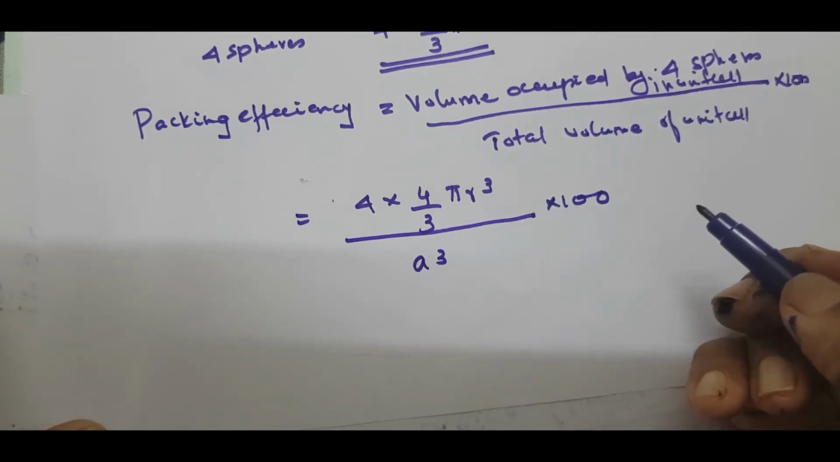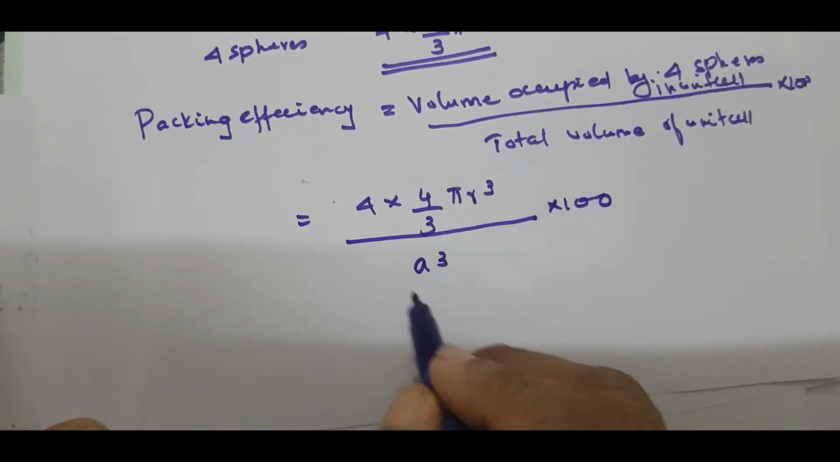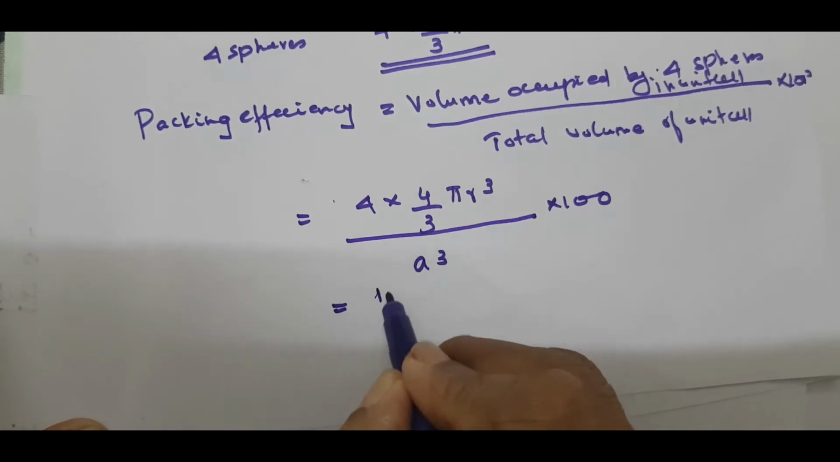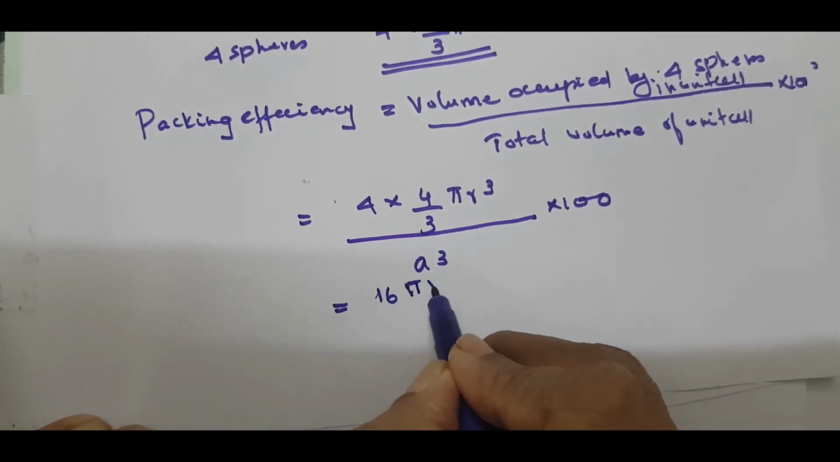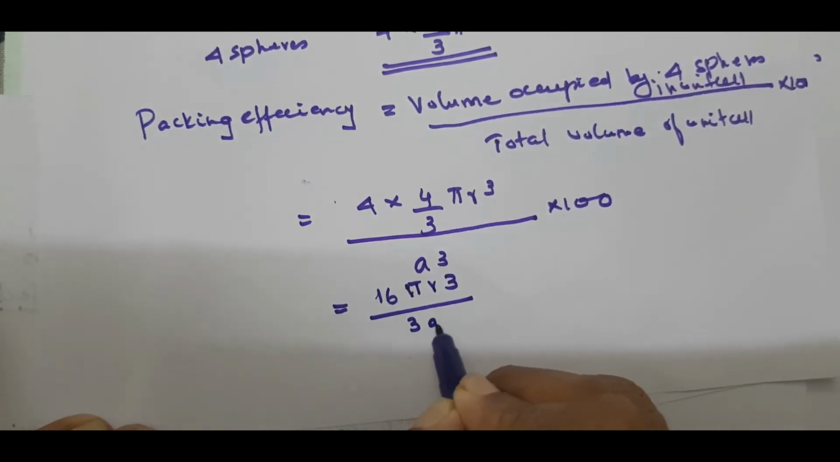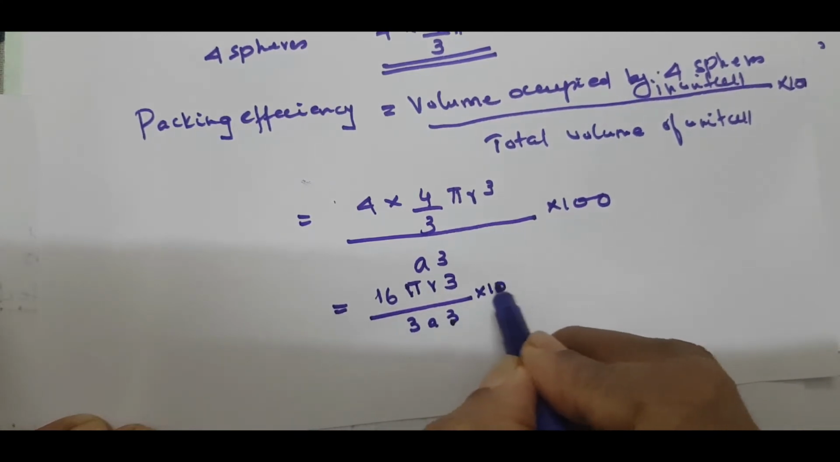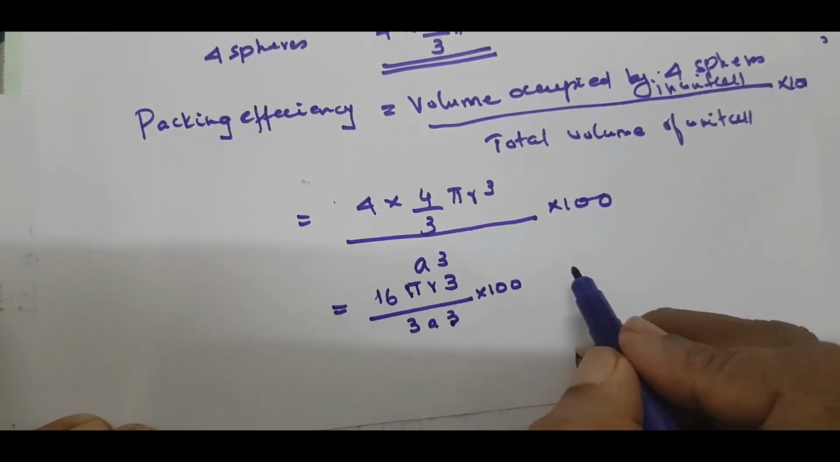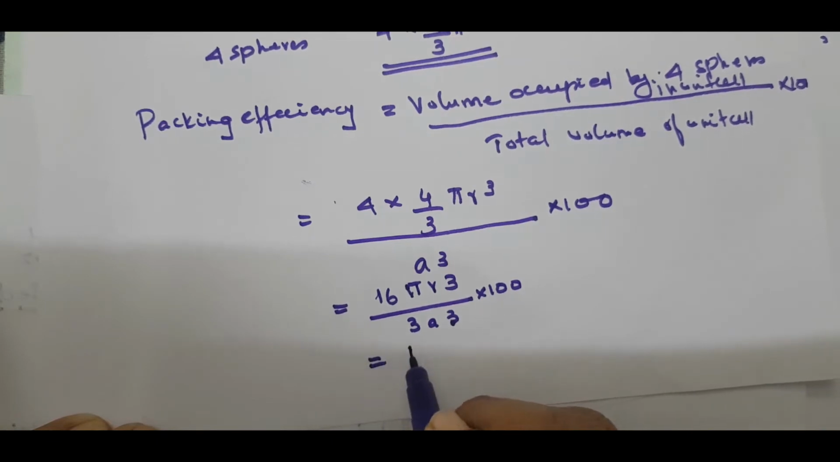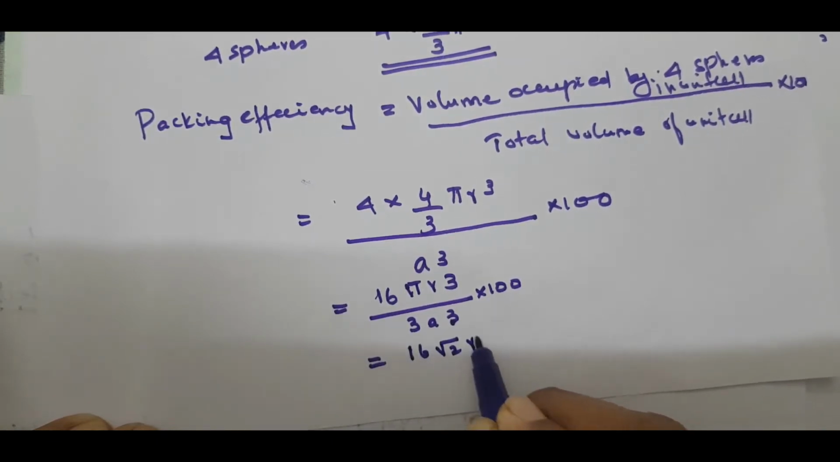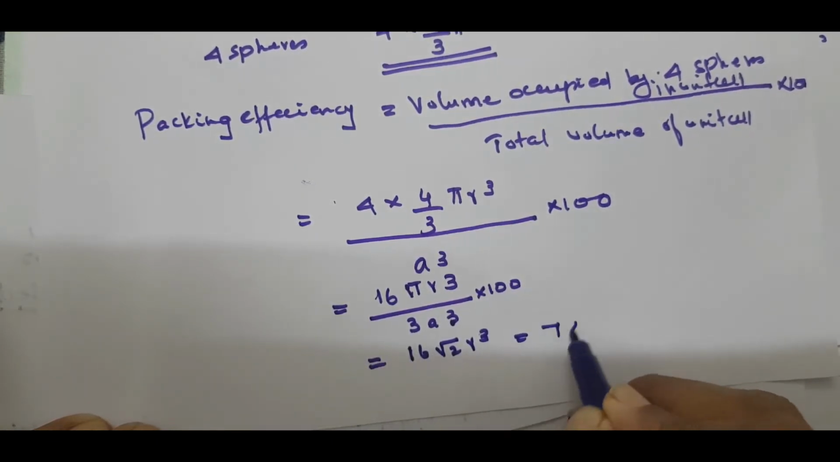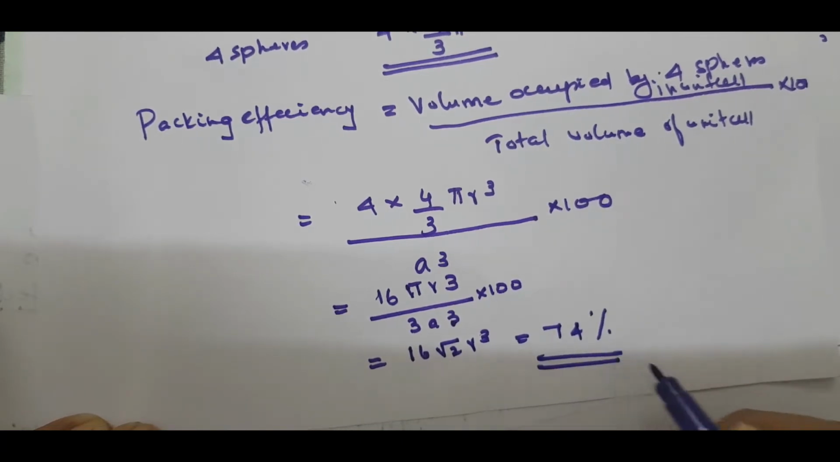Okay. Now on calculating, you will get 4 into 4, 16. It is 16 pi r cube by 3 A cube into 100. Substituting A in terms of r, with 16 root 2 r cube in the denominator, it will come around 74%. So this is the maximum, that is, it is more efficient.